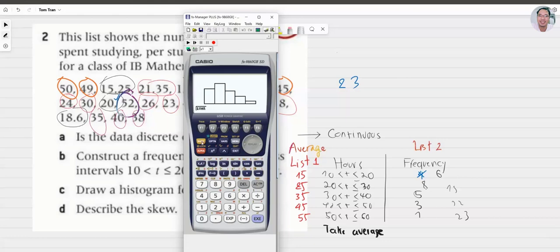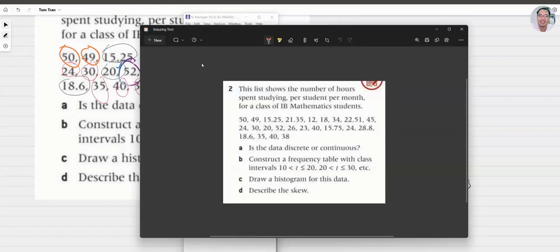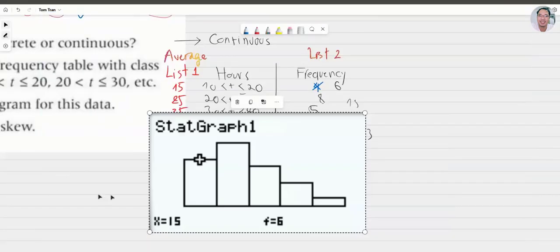And we hit the button Shift Trace to see the value of each column. And please draw this histogram on your notebook. It takes some time, but we need to do that to get used to doing that in the real test. Do you have the same result like this? Yes, I can send you on Zalo because I just took a picture as well. Okay. Beautiful. There's some color in there.